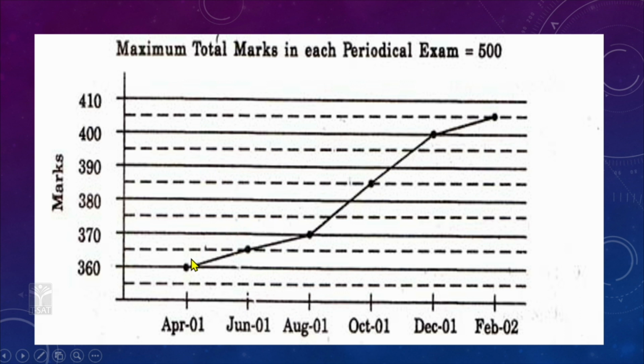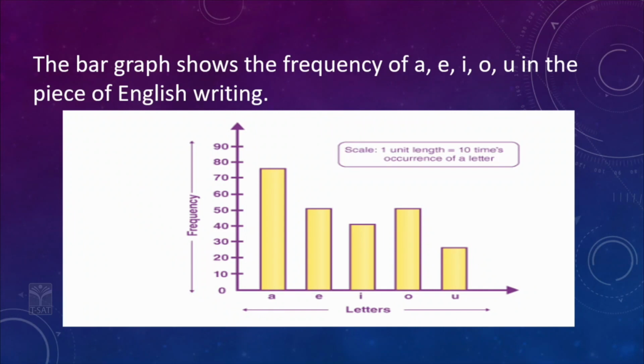So when you join these points with a simple free-handed smooth curve, this is called a frequency curve. When you join with line segments, it is called a frequency polygon. That is the difference between frequency polygon and frequency curve. Okay. So here we will discuss some of the questions based on these things.